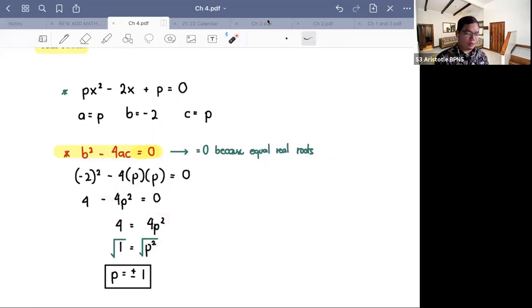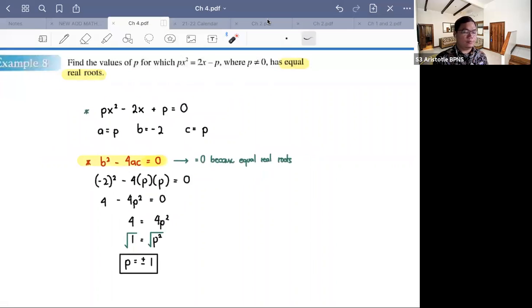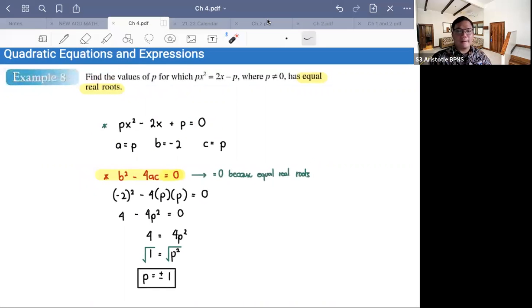And then how do you solve for p? So basically, you need to get rid of 4, divide both sides by 4. So it's only p squared equals 1. And then how do you get rid of the square here? You get the square root of both sides. So therefore, p is plus and minus 1. So that's the value of p. All right, so that's it for example number 8. Do you guys have any questions? So be particular with these keywords. Equal real roots means that your discriminant is equal to 0.